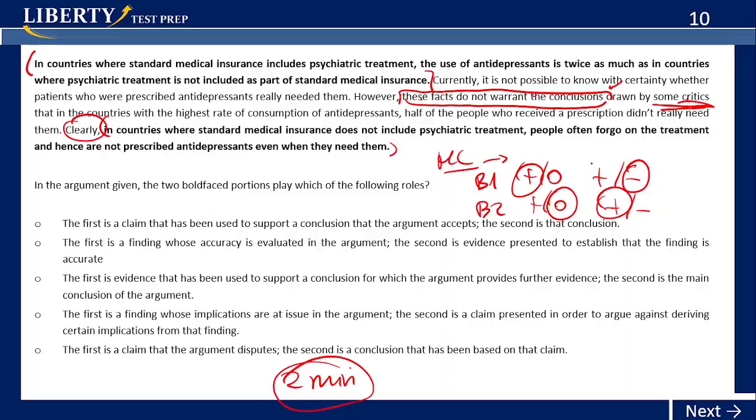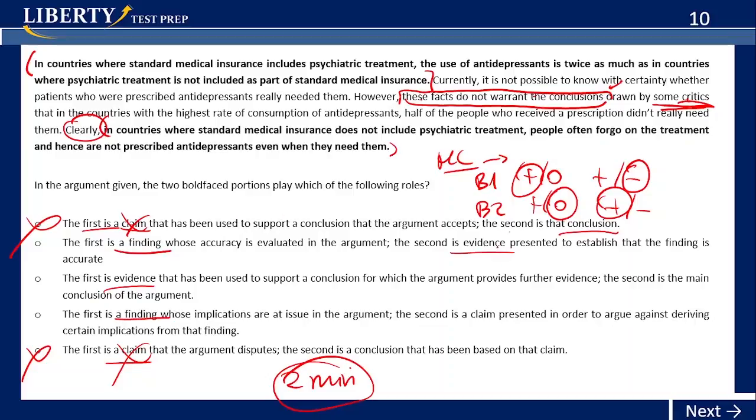Okay, so that's how we do, and then we start eliminating. The first is a claim, false. First a finding, that could be. The first evidence, that could be. The first finding, yes. Claim, no. So very easily we have eliminated 2. And then let's go to the last part. The second is a conclusion, it could be. It is an opinion. Opinion would be a conclusion. We know that the second one is not the main conclusion, but it is a conclusion. So let's just leave it.